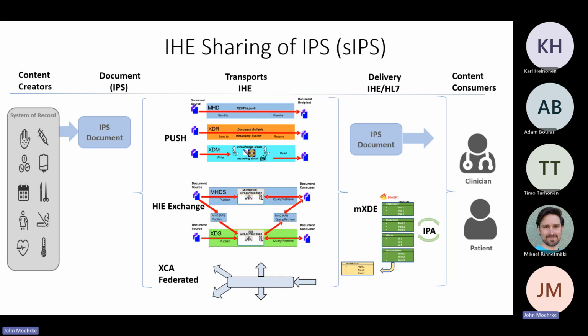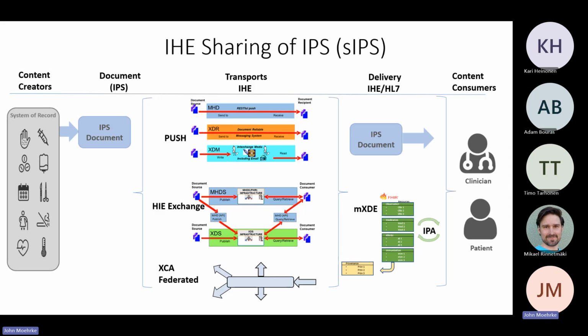You see the push model. You see the MHD or XDS, Health Information Exchange, and then you see XCA at the bottom. So these are just the transports. And then on the right-hand side, you see, well, you could have a document that comes out of the transport and you consume it, or you could run that document through mXDE and end up with FHIR resources where you consume it with something like IPA. So if you break down the diagram, it is not as complex as it initially looks.